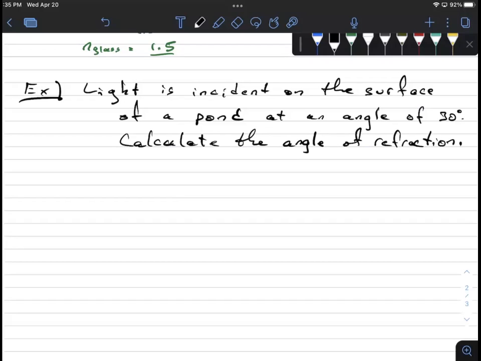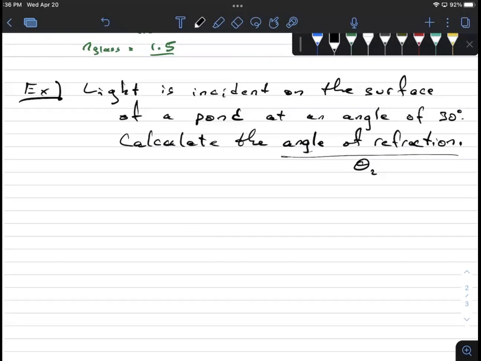So this is a typical refraction question. What do I mean by the angle of refraction? All that means is calculate theta 2. What is the angle in the new medium? You started in air in this question. We're incident on the surface of the pond, so we're coming from the air and we hit the pond. So we're going from air to water. And I want to know the angle of refraction. That means what's the angle of the light in the water? Theta 2.